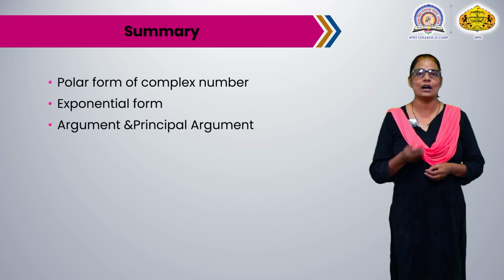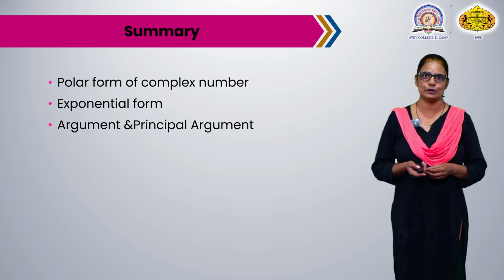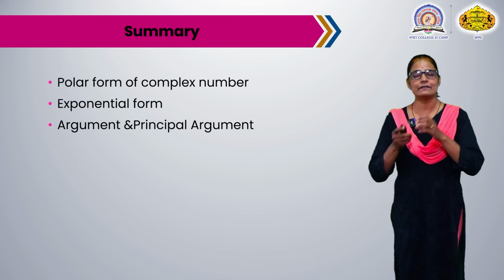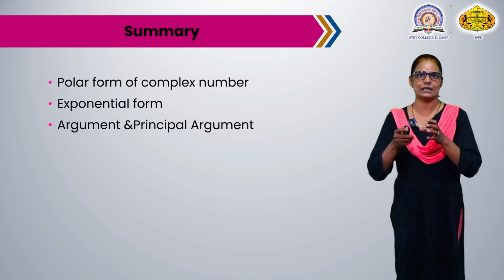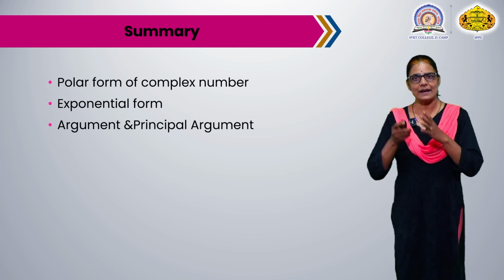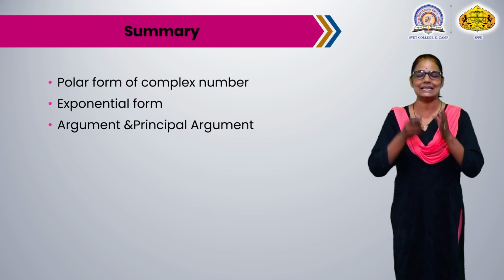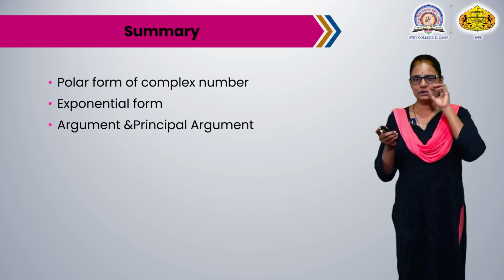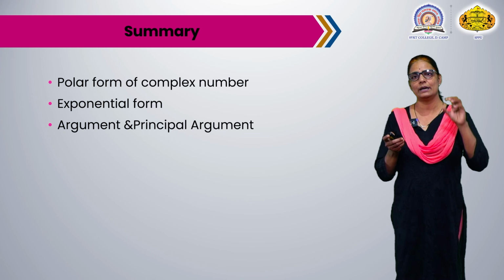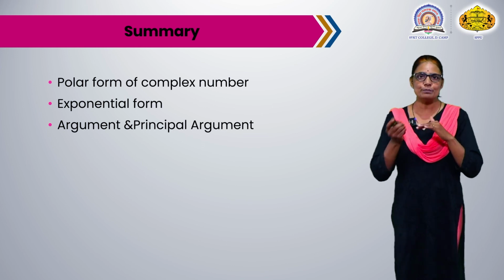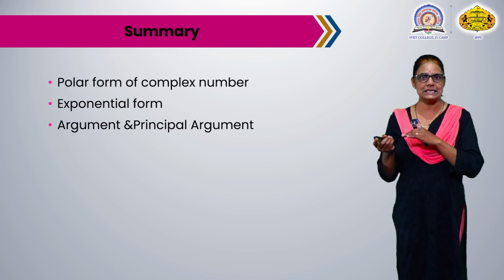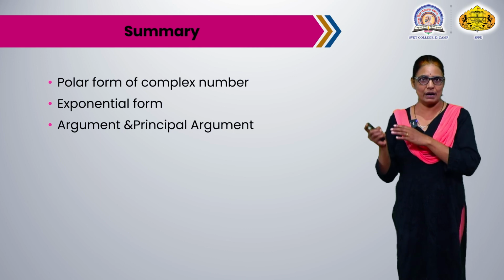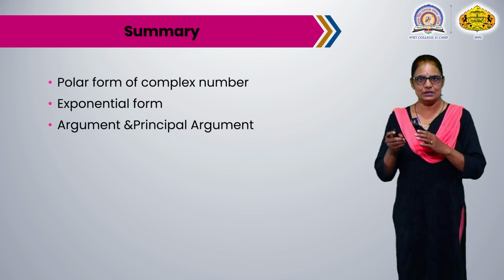We also studied how to find the argument and principal argument of a complex number. The principal argument of a complex number is one of the values of the argument, denoted by capital Theta, and it satisfies the inequality minus pi is less than capital Theta less than or equal to pi. This value of the argument is called the principal value of the argument, and it is the unique value. The relation between the argument and principal argument is: argument of z equals principal argument of z plus 2n pi, where n is an integer.